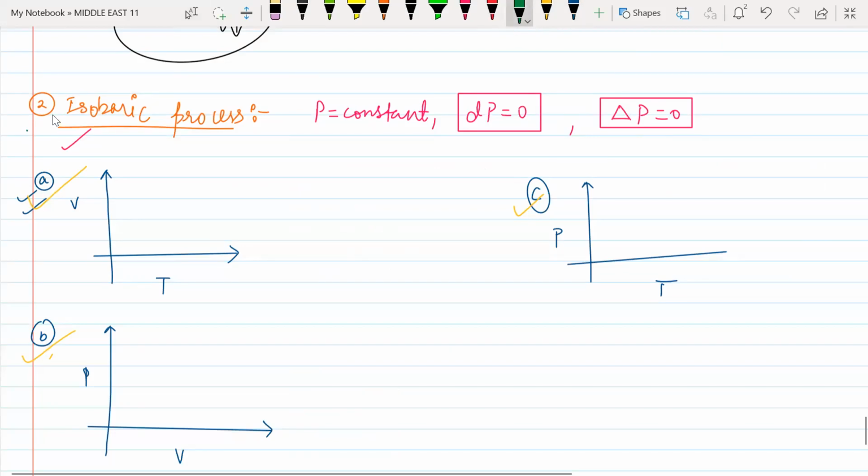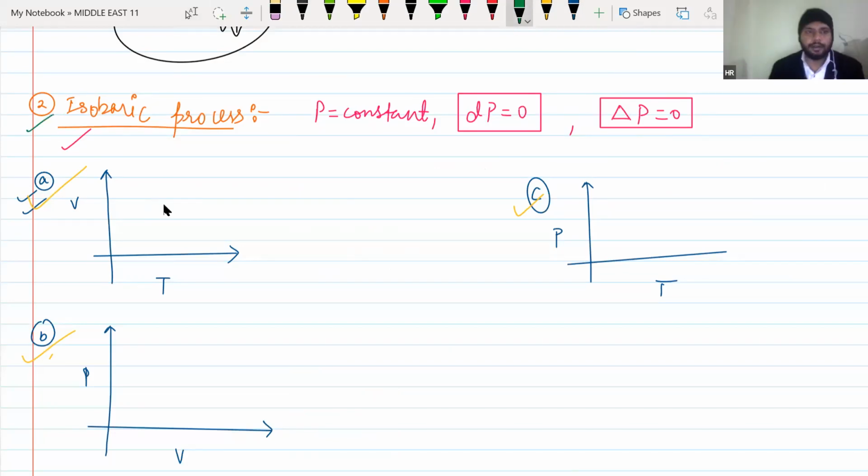Yes, sir. Okay, I'm going to draw the graph and cross check it. Now the first is isobaric process. Fawaz, am I audible to you?